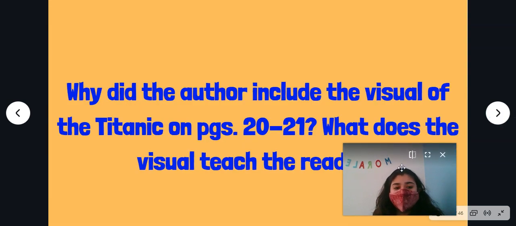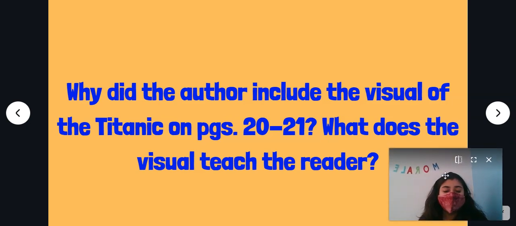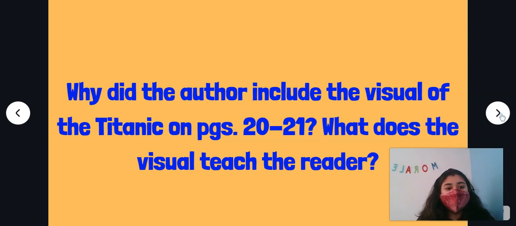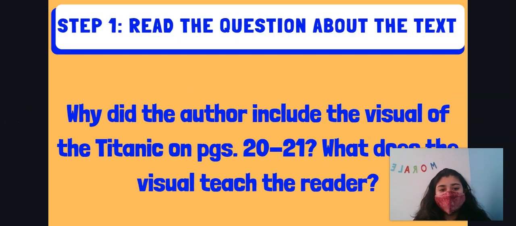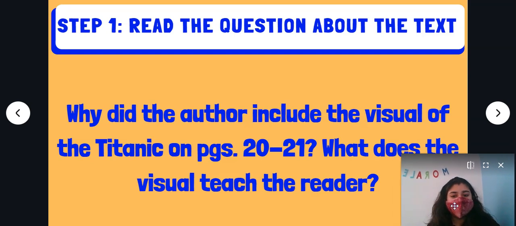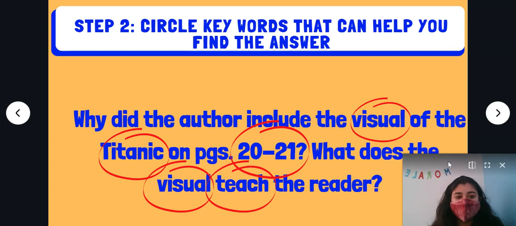Let's take a look at the question we will be answering. This question is, why did the author include the visual of the Titanic on pages 20 to 21? What does the visual teach the reader? So this is a 2-part question. There are 2 questions in the question, but that's okay. We are going to read the question one more time for step 1. Why did the author include the visual of the Titanic on pages 20 to 21? What does the visual teach the reader? So we did step 1, and now we can do step 2 and circle some keywords.